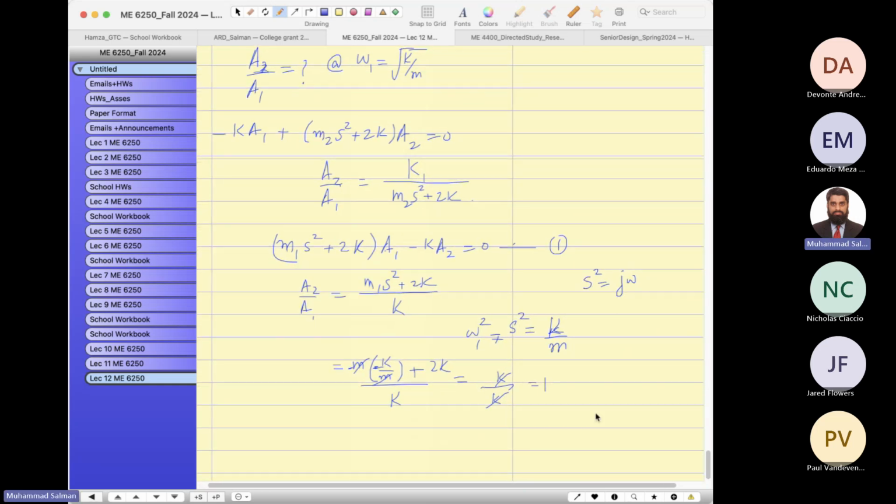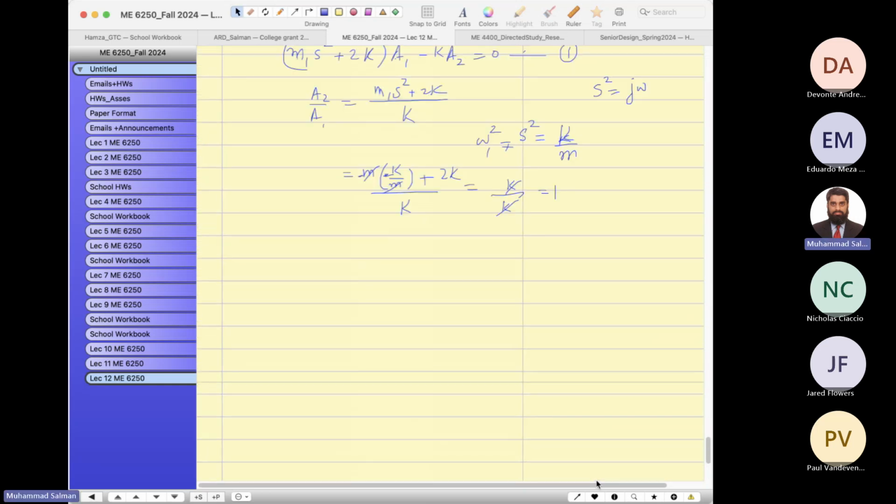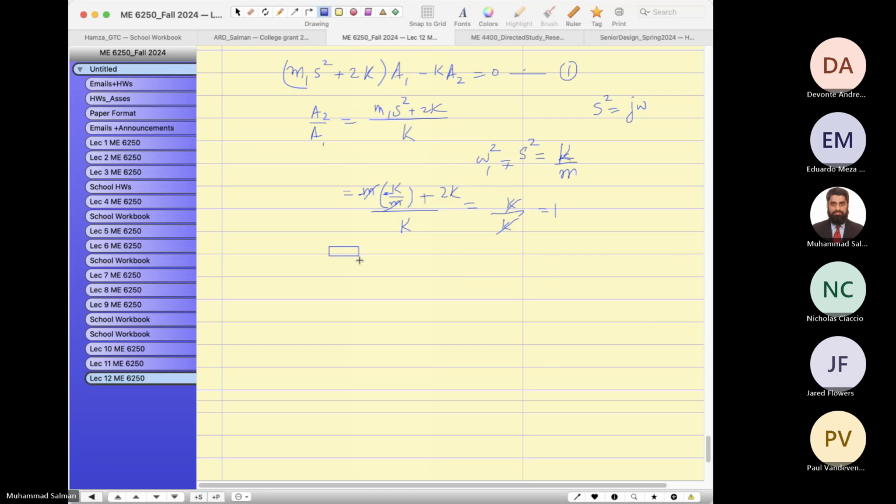So that means if you move the mass m1 to the right 1 centimeter with the amplitude a1 to the right, the other mass also moves 1 centimeter to the right. So the ratio is 1. This is also known as the rigid body mode. We also call it that because they both move like a single body, rigid body mode.